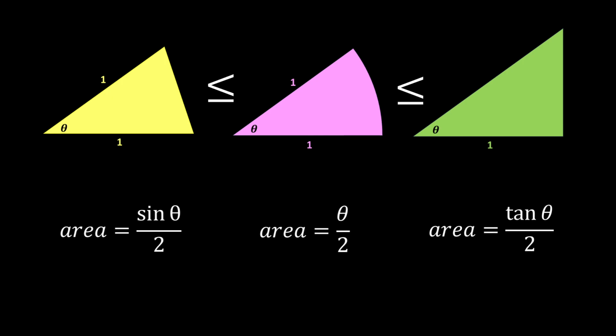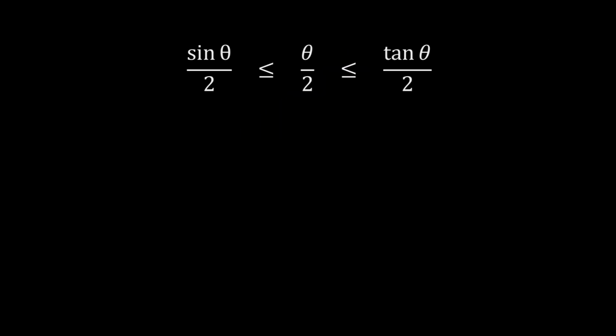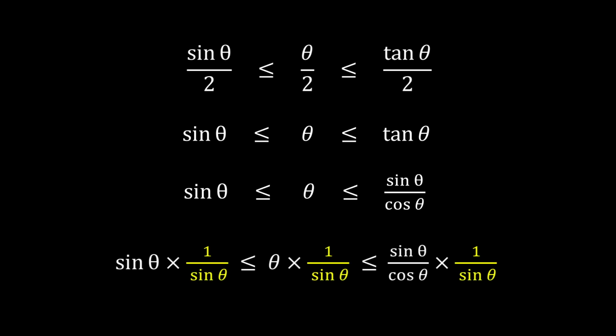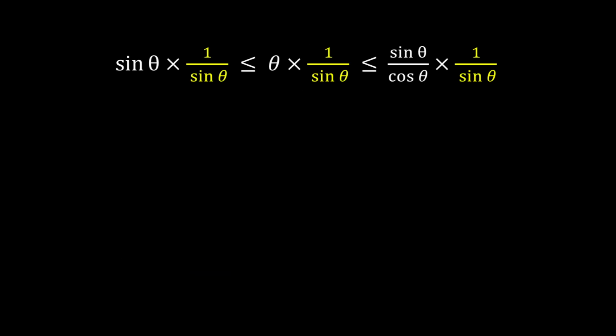As shown in the figures above, the areas of the three shapes we calculated satisfy the same inequality as depicted on the screen. For the sake of calculation, let's bring back the inequality. Multiplying both sides by 2 to eliminate the denominators, we can simplify it as follows. Additionally, we'll replace tangent theta on the right side with sine theta over cosine theta. Then we will multiply all three terms by 1 over sine theta to eliminate sine theta terms on the left and right sides. The left side becomes 1, the middle term becomes theta over sine theta, and the right side becomes 1 over cosine theta.